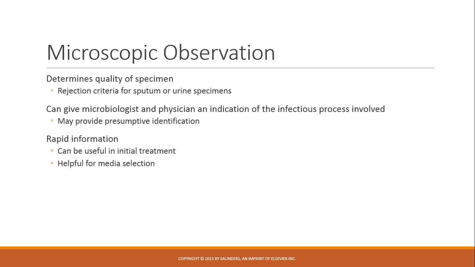And once we've done the macroscopic observation, we can do a microscopic observation. So here we can determine the quality of the sample. For urine samples, we could look at it under the microscope. For sputum samples, we could assess quality there. We can give a physician a presumptive diagnosis. Do we see gram-negative bacilli or do we see gram-positive cocci? So this can be helpful for treatment and when we're selecting media.